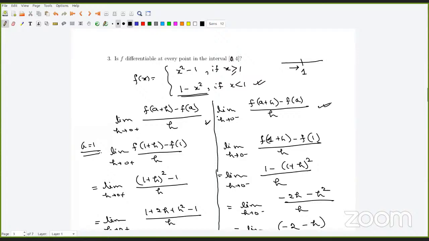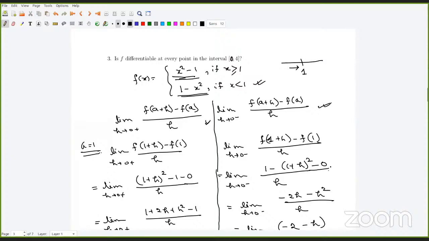Yeah, Sumit. Sir, here you have written f of 1 plus h minus f of 1. Then next step you have written 1 plus h whole square minus 1, but f of 1 is 0. I am only using this function. So what is the definition of f of 1 plus h? So in the third step, can you put minus 0 also just to be clear? That is why people don't get confused. Yes. Okay, sir.